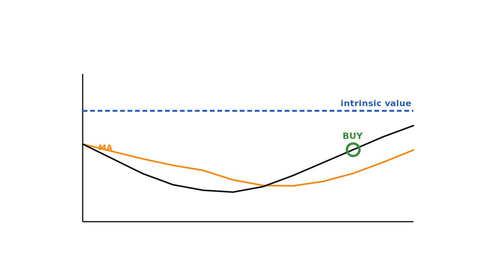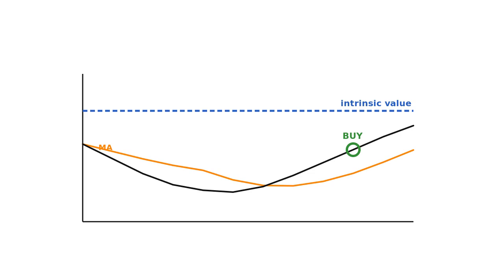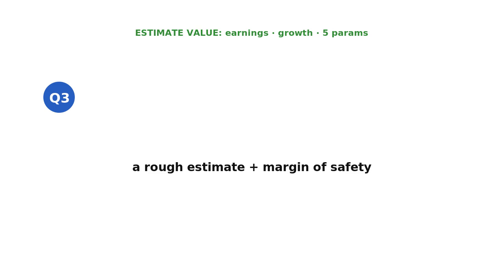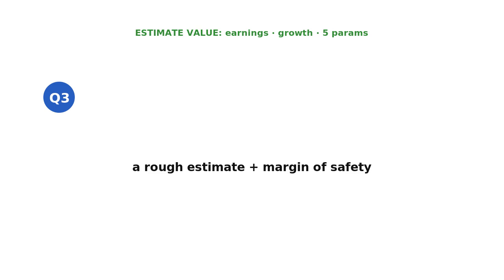Question 3, the hard one. How do you actually estimate intrinsic value? This is the craft, and we built the tools for it earlier in the series. You look at the company's earnings and its growth, you check the handful of value parameters we covered, and you can use a fundamental site to pull it all together quickly. But remember, you are not chasing a perfect number. You want a rough estimate and a price comfortably below it, so your margin of safety protects you even if your estimate is a little off.